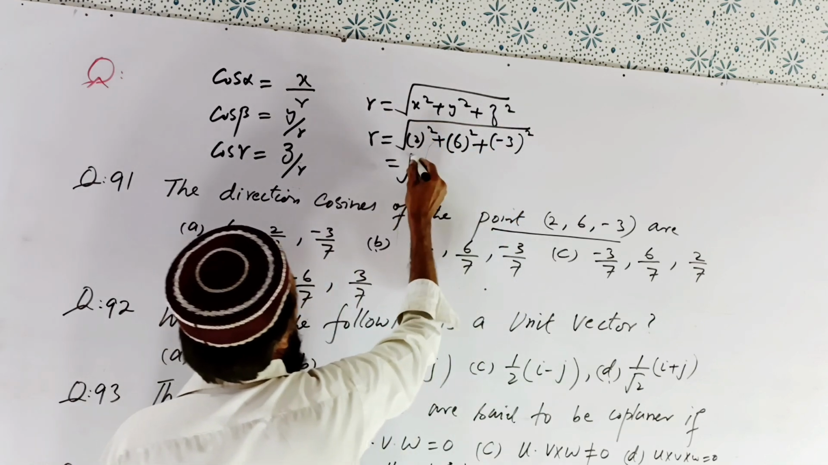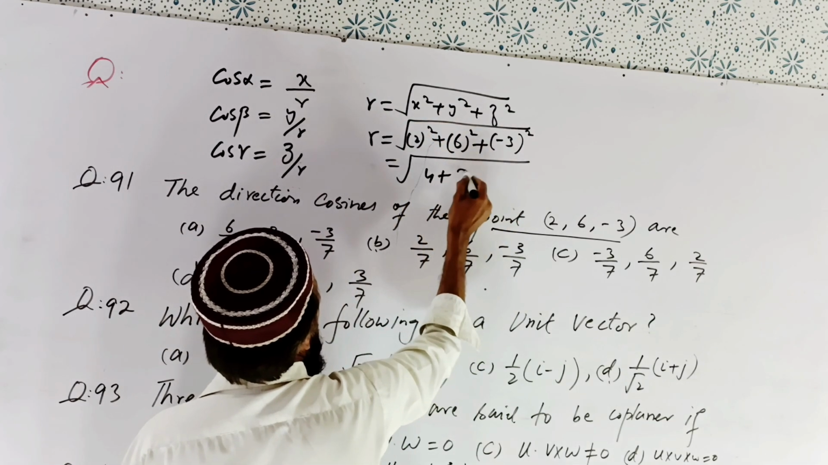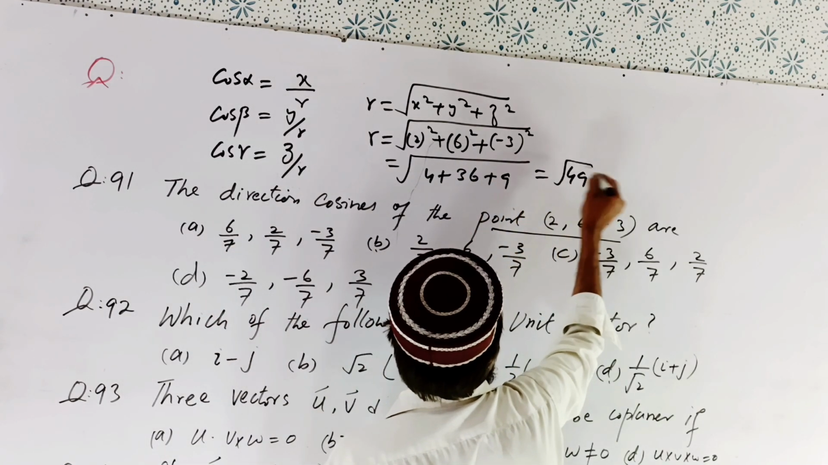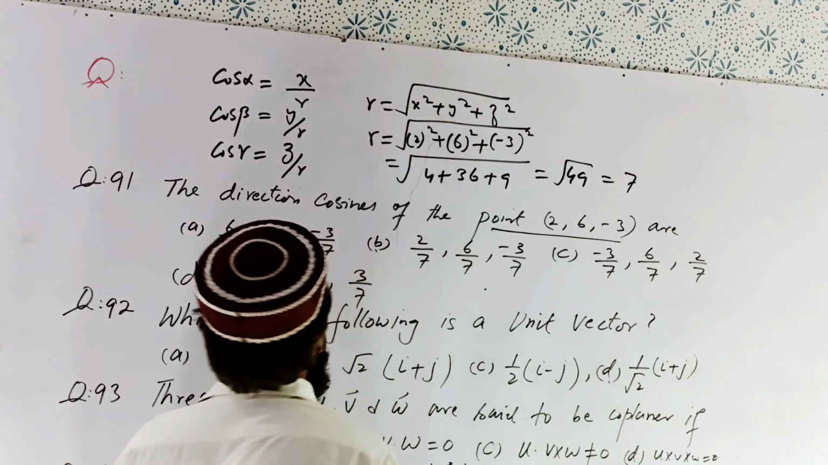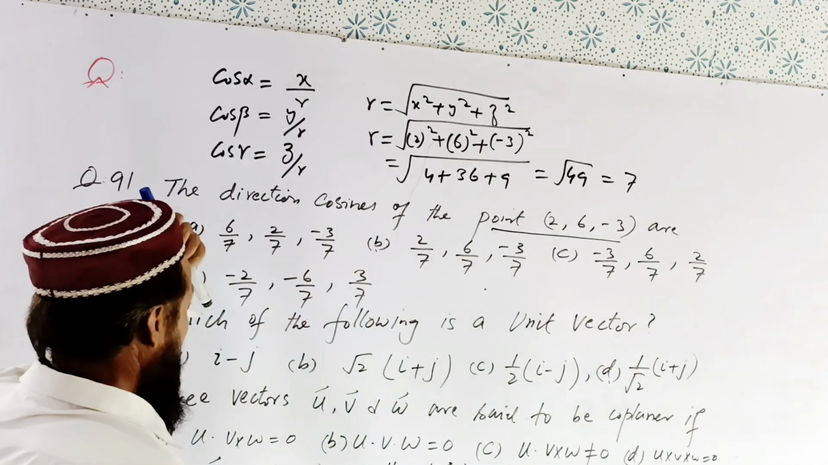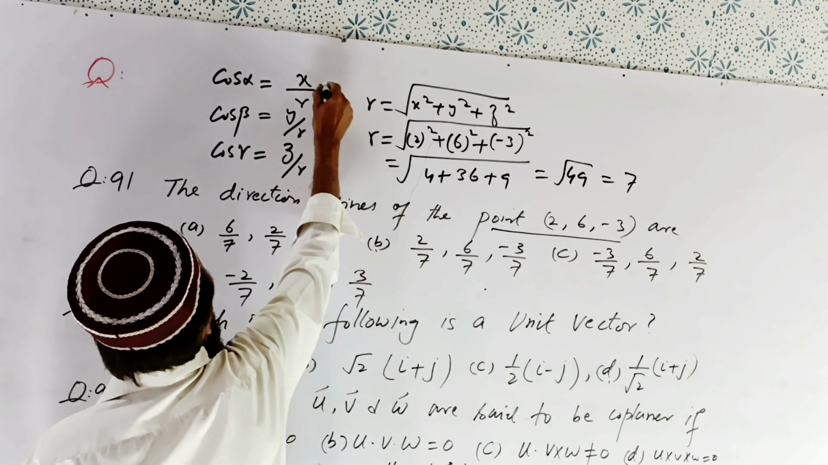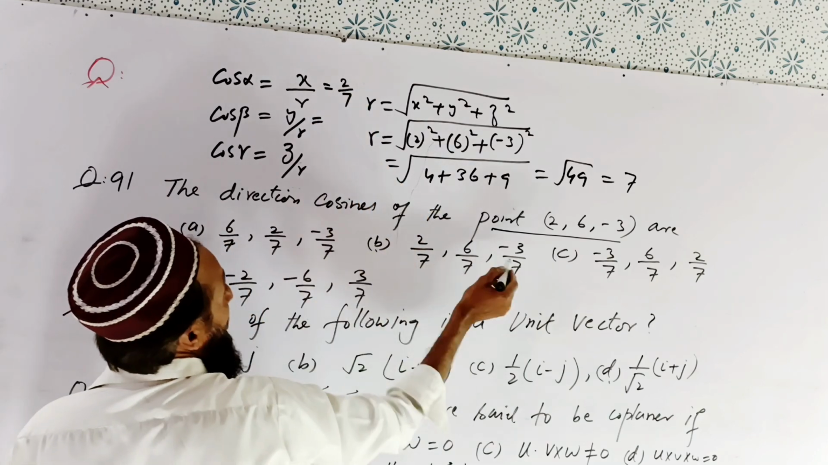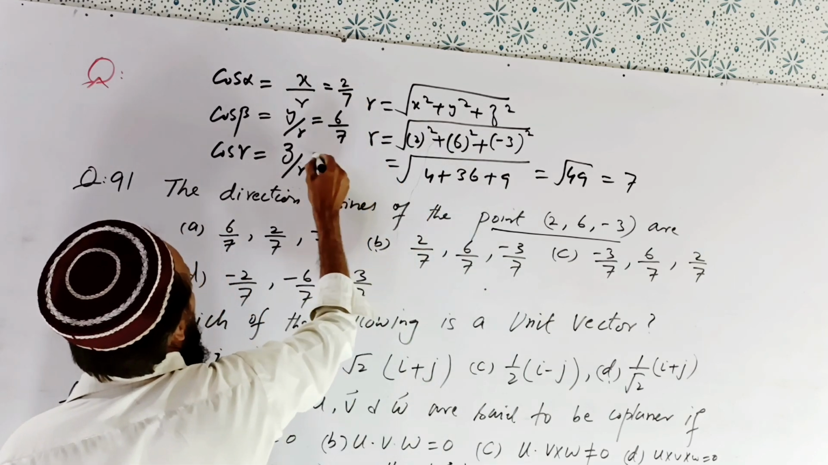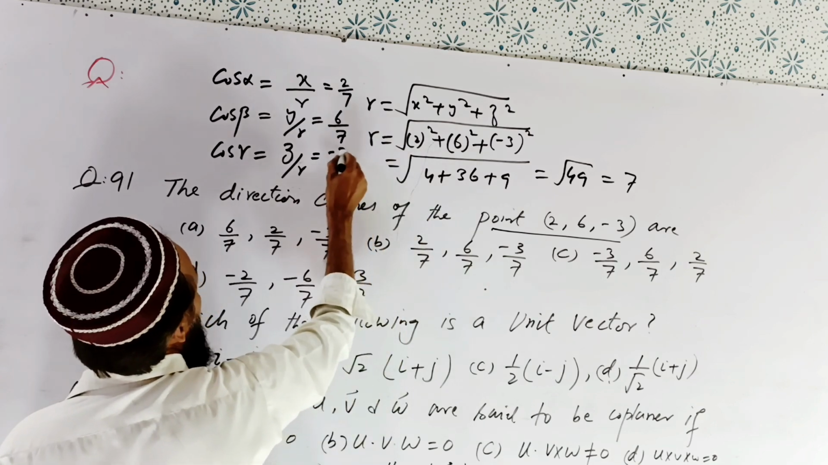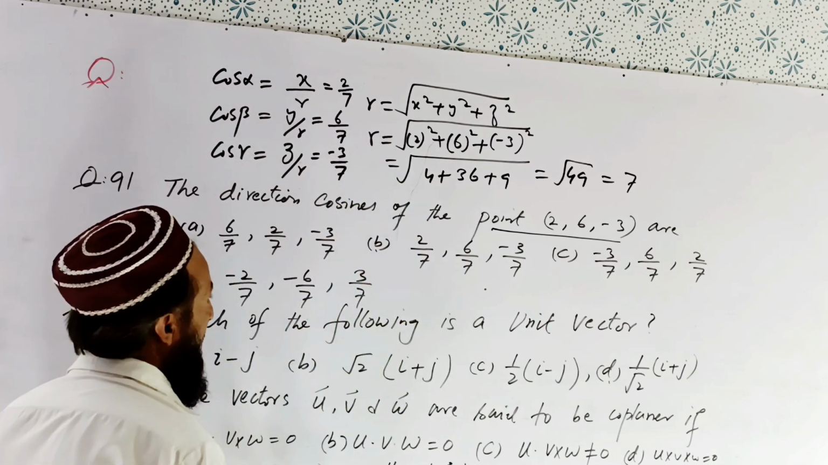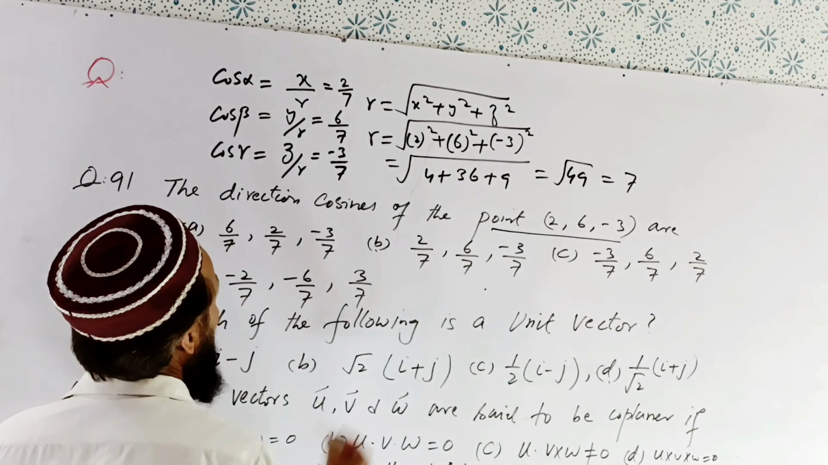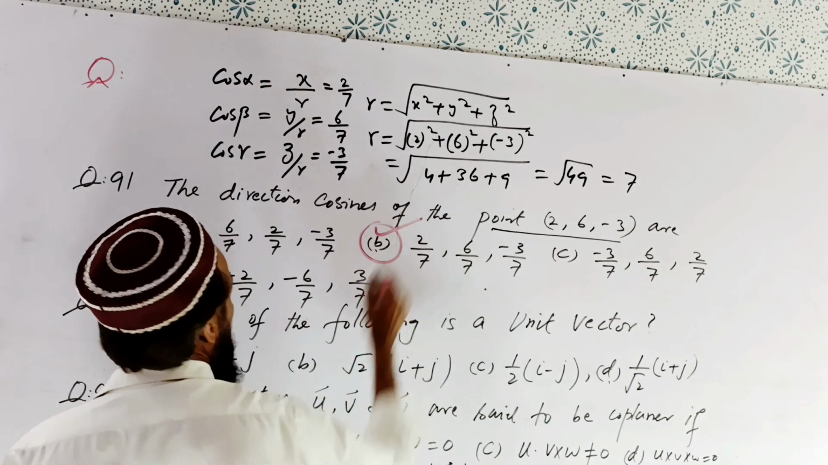If we calculate this one, 4 plus 36 plus 9, so here we get 49, and the square root is equal to 7. So r is equal to 7. If we substitute the result, x is equal to 2 divided by 7, y is equal to 6 divided by 7, and z is equal to minus 3 divided by 7. So these are the options. If we check the answer, answer B is the correct answer.